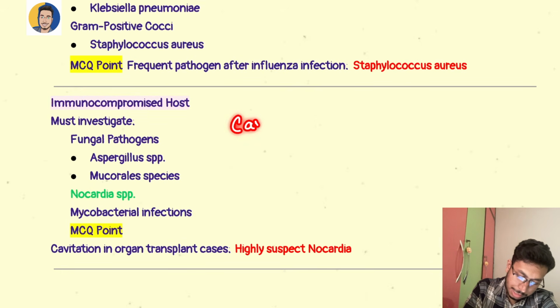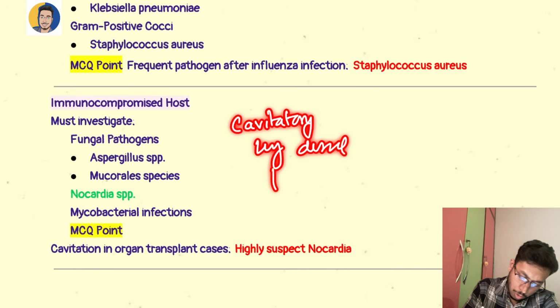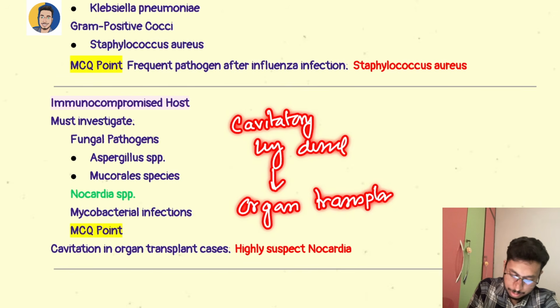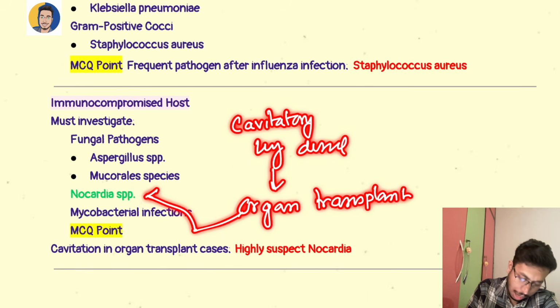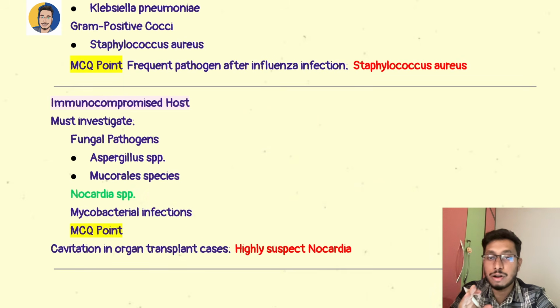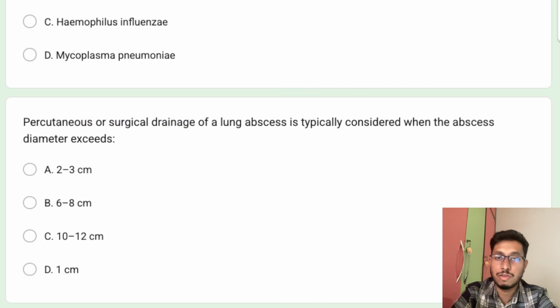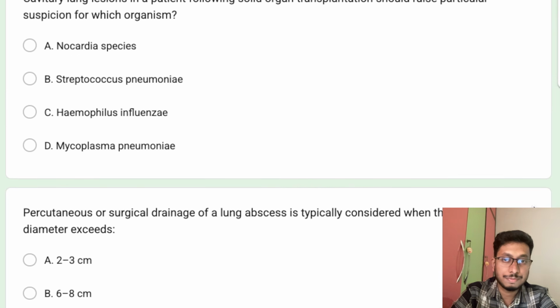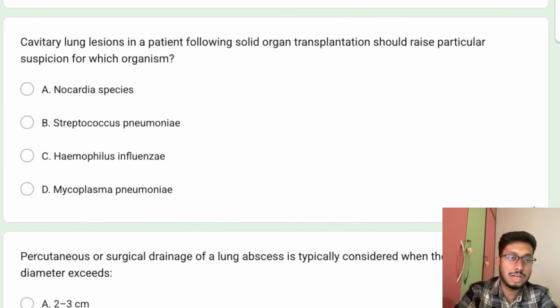Now, if there is cavitary lung disease post organ transplant, first suspicion should be Nocardia unless proven otherwise. So post organ transplant, or the patient is on chemotherapy or immunosuppressant medication, they have low immunity, and if they present with cavitary lung disease, in such a condition, the thing that we need to consider is nothing else than nocardiosis. So option A here is the answer.